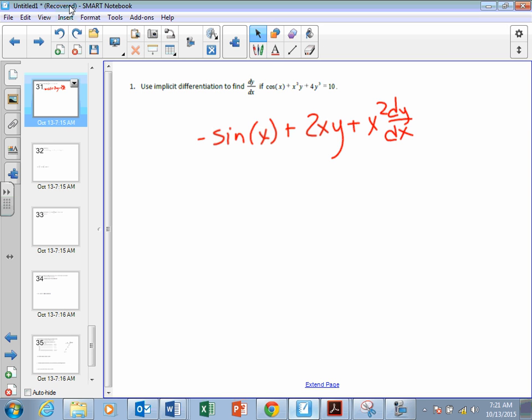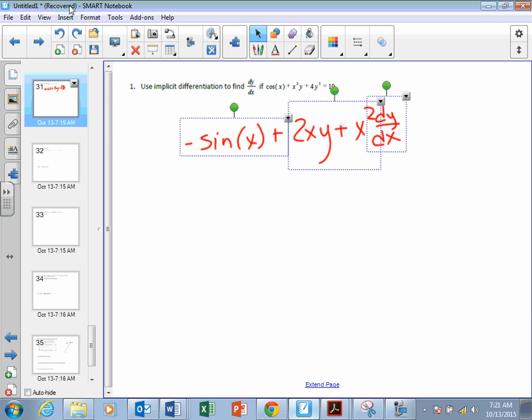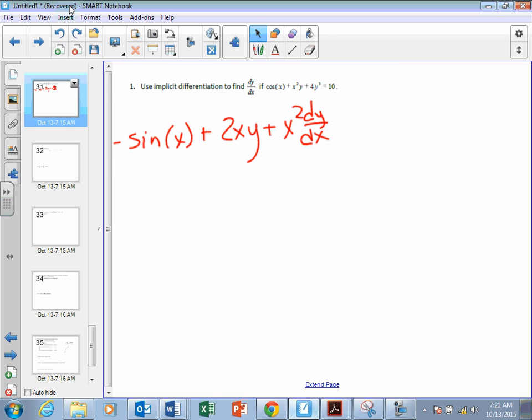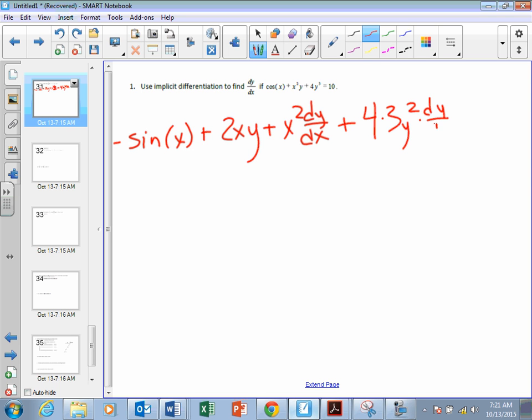I'm going to run out of room here, so I better move all this over. Okay, and then plus, and this 4 here is a constant multiple, so that just goes up right along for the ride. And then the derivative of y cubed, I have to do chain rule because it's y, but something is happening to it, it's cubed, so times 3y squared dy/dx equals, and then on the other side I took the derivative with respect to x of 10, and I just get 0.